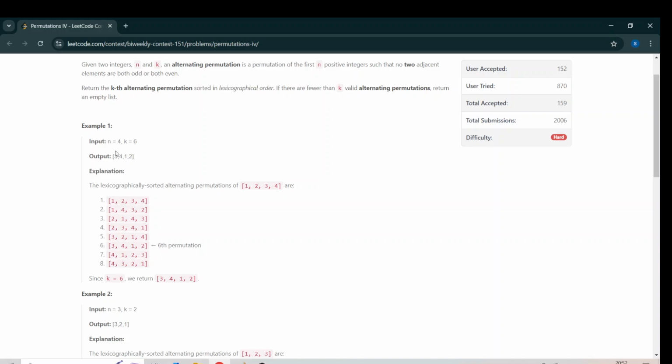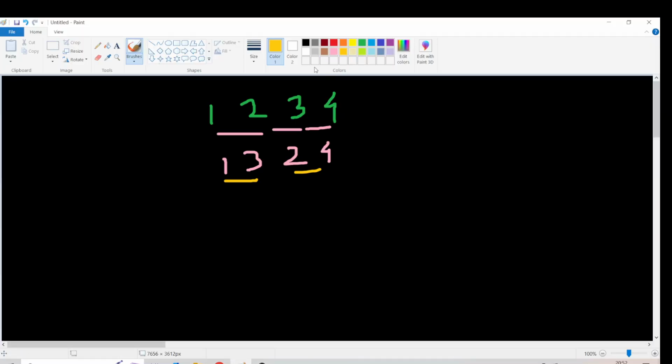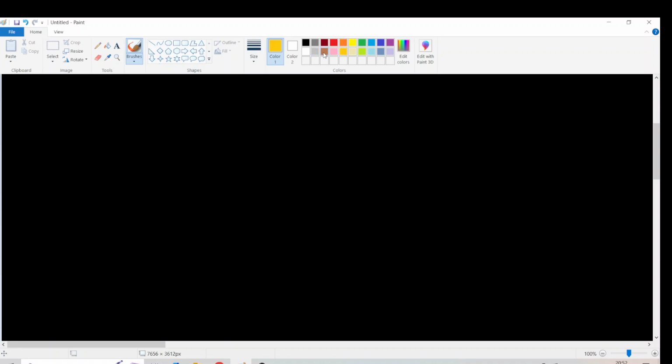So let's take the first example of length 4. So we have n equals 4 and k equals 6, and we have to return the sixth alternative permutation. So let's try to write each and every alternating permutation of length 4. So first one will be definitely 1 2 3 4. Then the second one will be what? Second one will be 1 4 3 2.